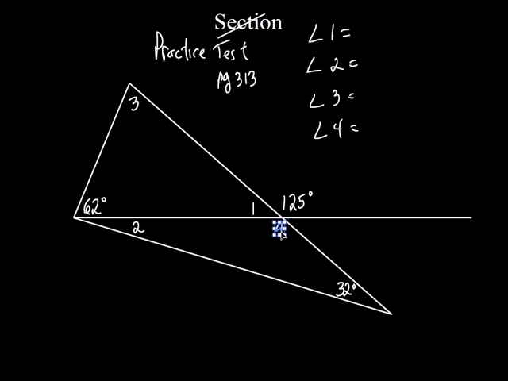Very good. So let's get rid of that, and let's put it into a different color. So that is 125 degrees, because vertical angles are always equal to each other, aren't they? Two lines intersect, you got pairs of vertical angles. All right, good. So that was angle 4, right? So that's 125 degrees. There's one of our answers.